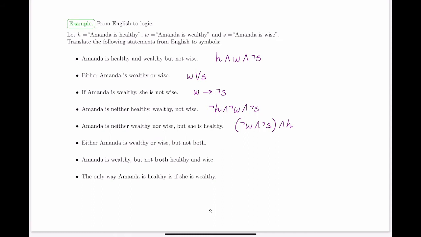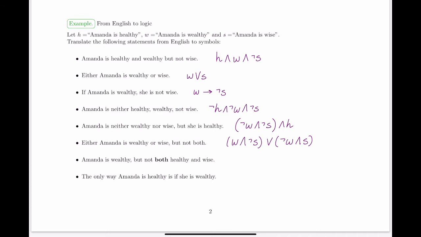Then what do we have here? Amanda can be wealthy and not wise, or she is going to be not wealthy, but she's going to be wise. So notice that this ensures that only one of the things is true, but not both, right? In each one of these brackets, one is negated and one is stated in the positive, and they cannot be true both at the same time.